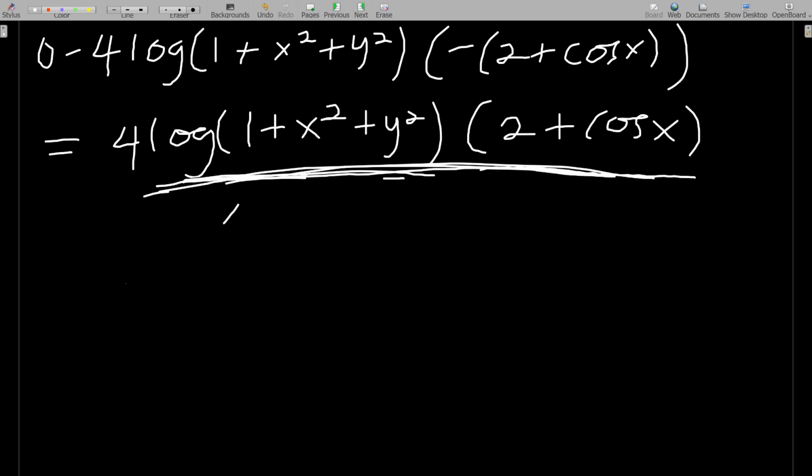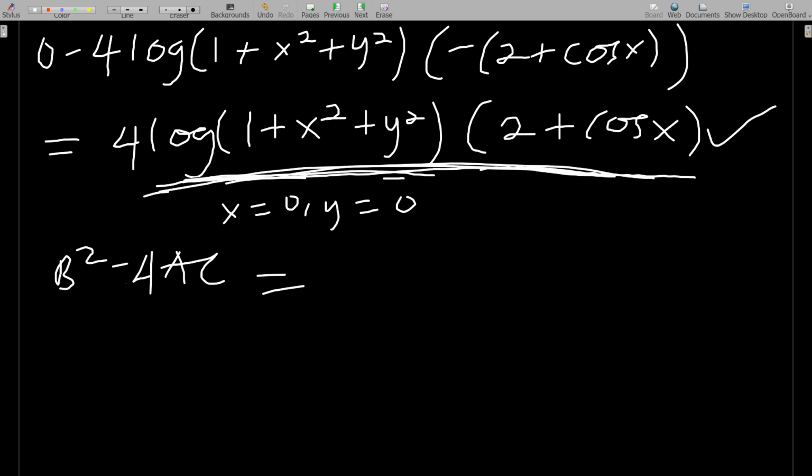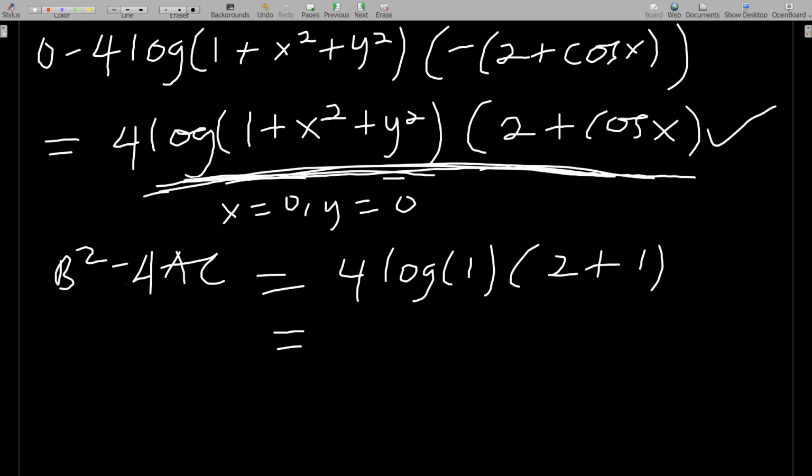So here, when x equals 0 and y equals 0, then B squared minus 4AC, which is the expression given here, will then give us 4 into log of 1, okay, because x and y are 0, then 2 plus cos 0, which is 1. So in effect, we have log 1 is 0, so multiplying everything, we have 0. So B squared minus 4AC will be 0 only when x and y equal 0.